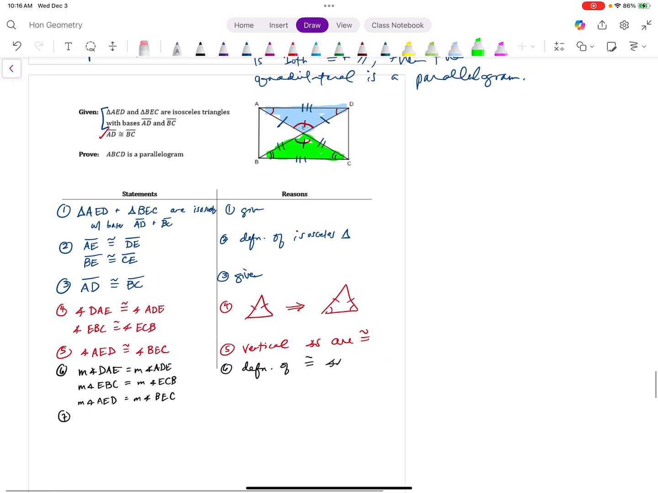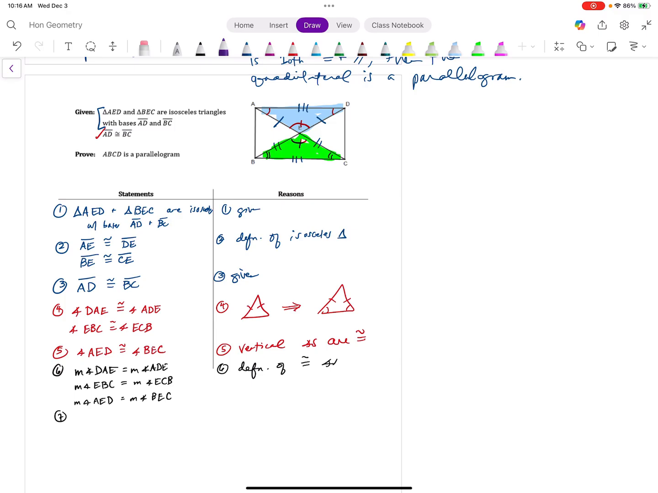However, what I do know is, in the blue one, I know that the measure of angle DAE plus the measure of angle AED plus the measure of angle ADE, I know that's 180 degrees.